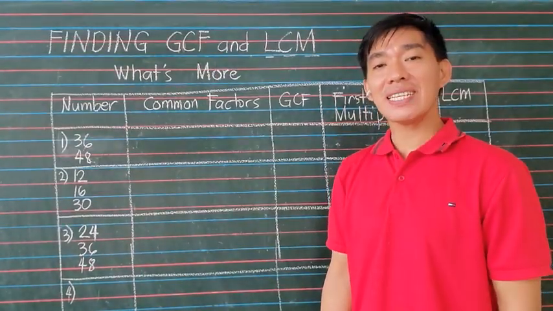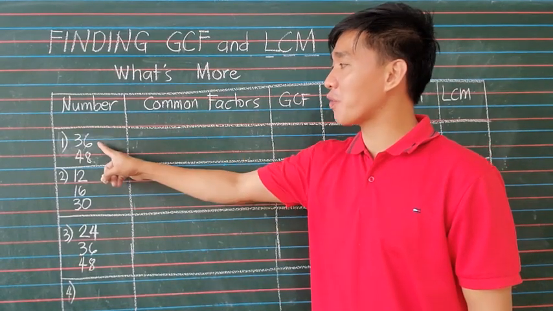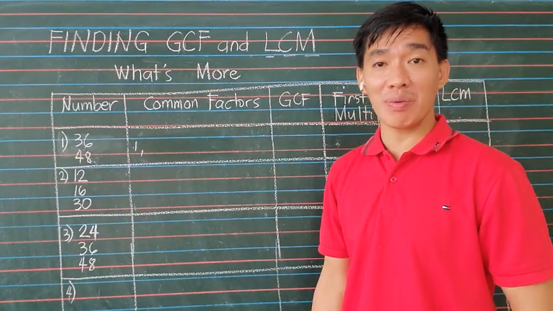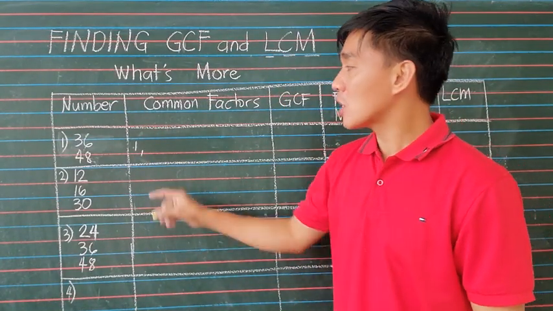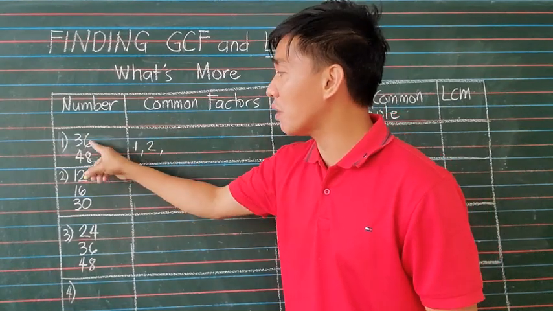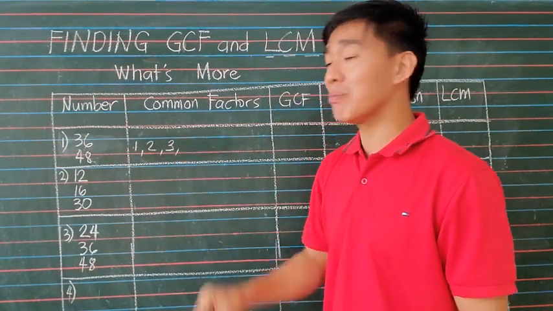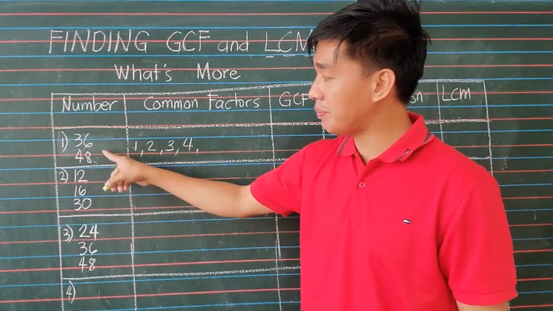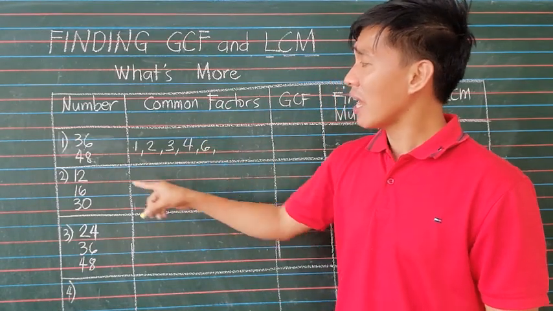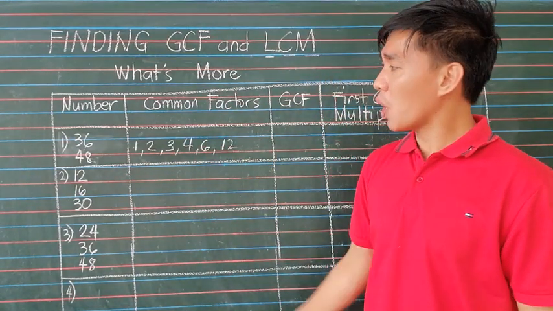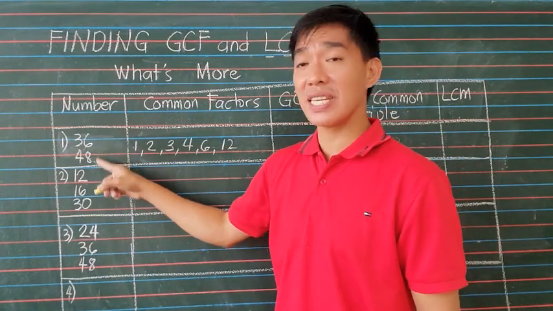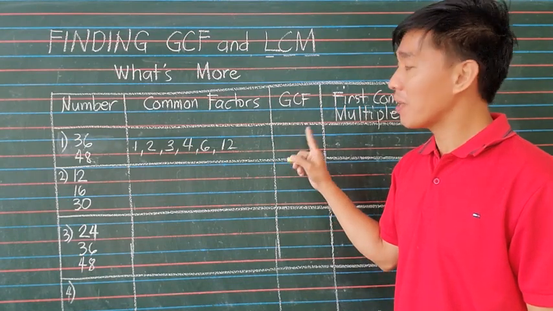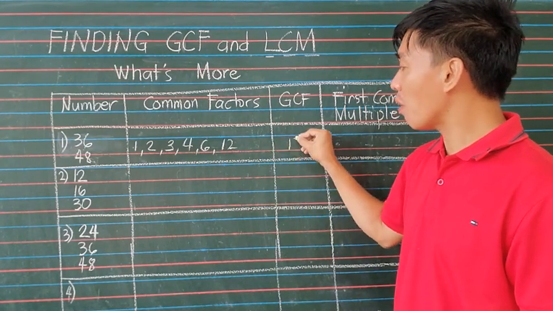To start, let us first get the common factors of 36 and 48. Both numbers are divisible by 1 because 1 is always a factor of any number. Both numbers are also even, so divisible by 2, and also divisible by 3. These 2 numbers are also divisible by 4, by 6, and by 12. So these are the common factors of 36 and 48. After that, look for their GCF. And the GCF is, of course, 12.